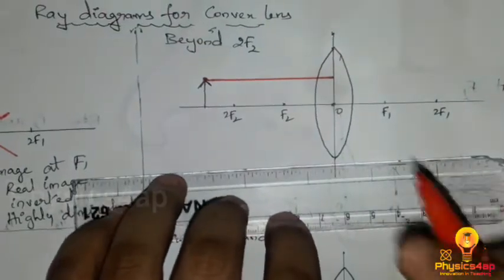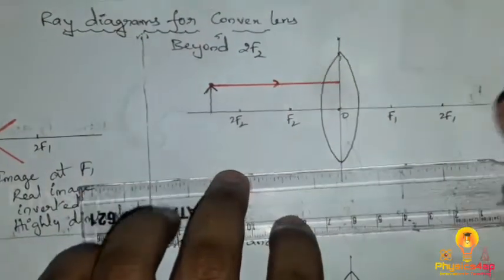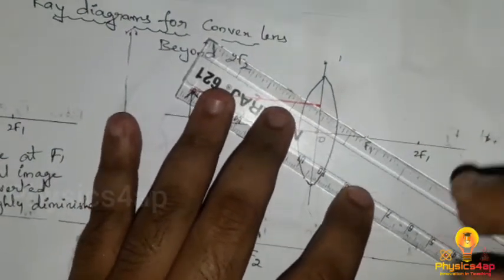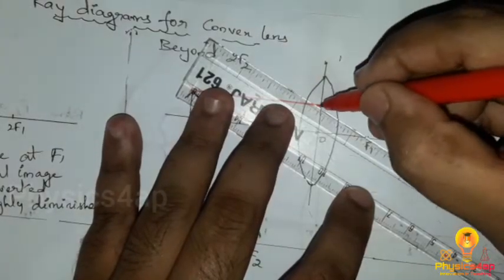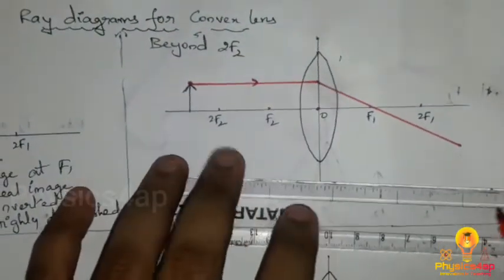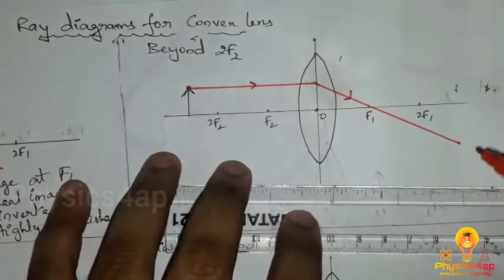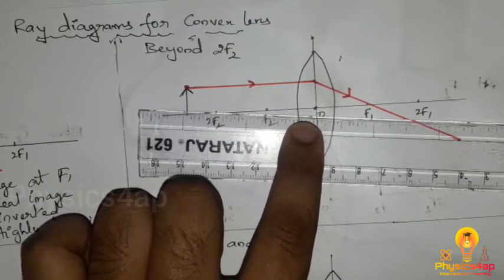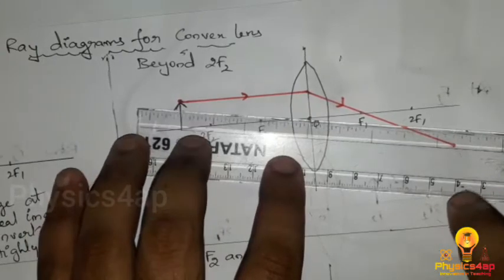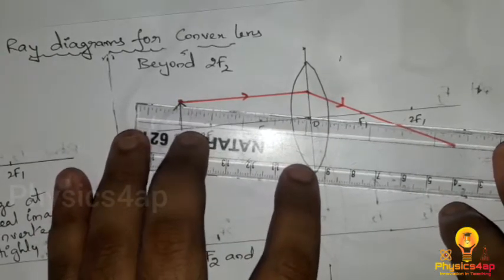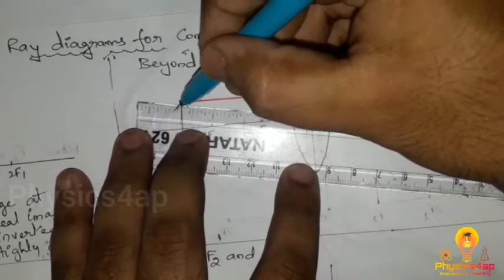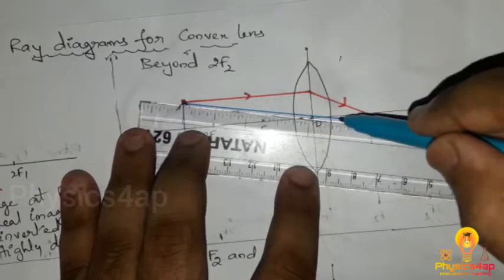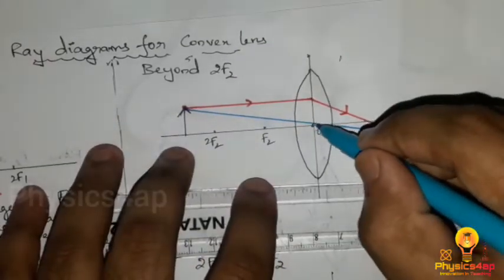Draw the line parallel to the principal axis. So when it passes parallel to the principal axis, it passes through the focus. Make sure that your drawing is exactly perfect. So it passes through the focus. And next, second thing is the ray passes through the optic center. So let us draw that also. So here we have an object and the ray is passing through the optic center.